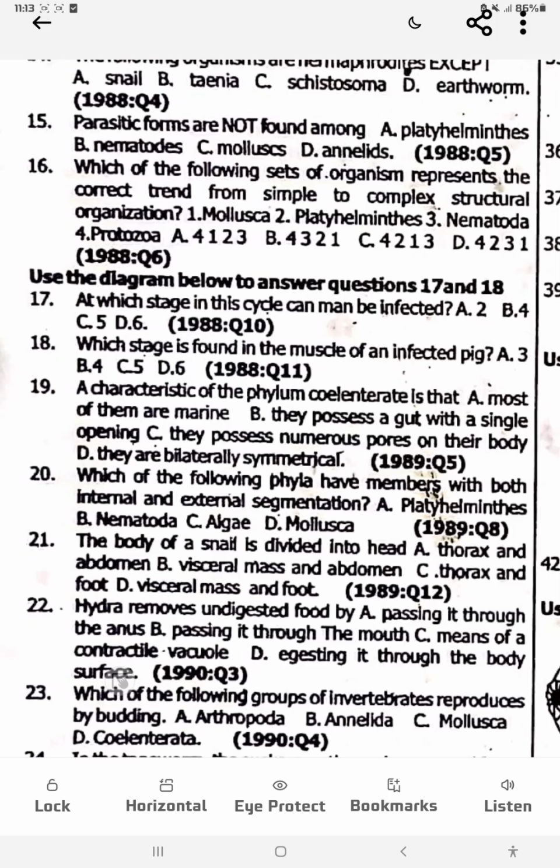Next, the entire body is covered by a mantle, mantle, which secretes the shell. And this is done at a place called the collar. Collar. Next, the genital pore is on the right side of the head.